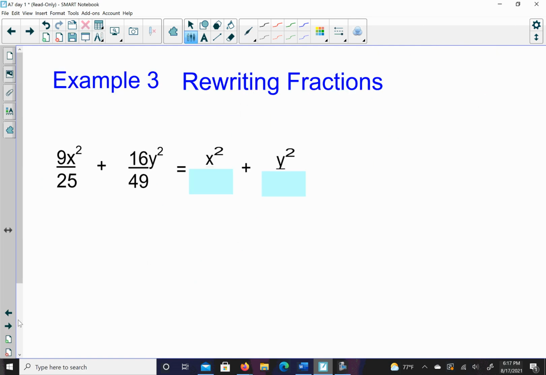Rewrite the fractions. So this is extremely important when we do conics, which is in chapter 10. So here I have 9x squared over 25 plus 16y squared over 49. You might want to check your note sheets. That should be a 16 if it's not correct on your note sheets. So when I look at this, I see that the 9 is now a 1. So I ask myself, what do I have to do to the 9x squared to make it 1x squared?